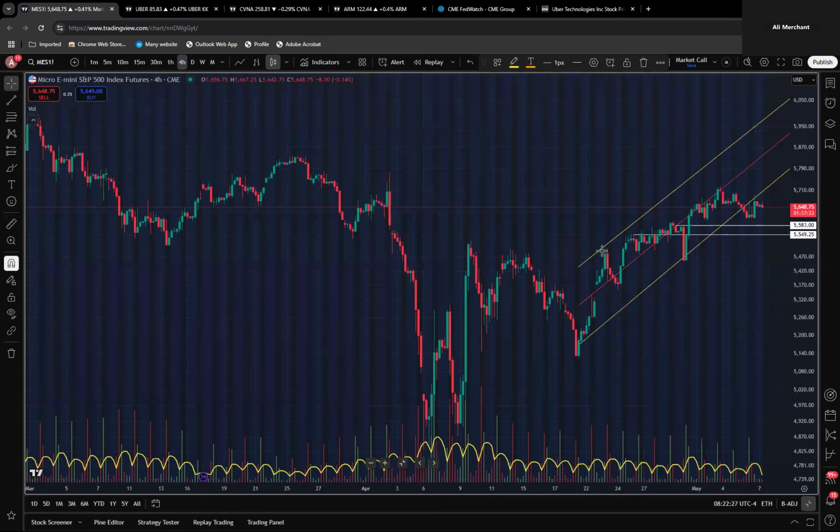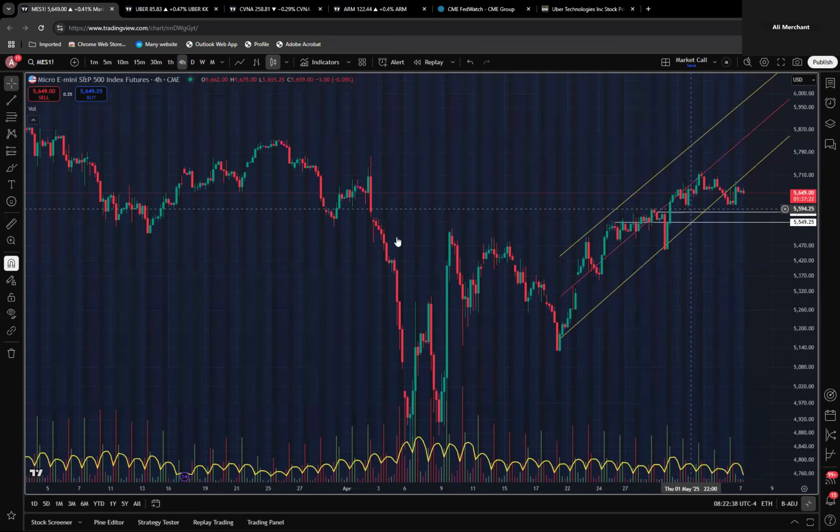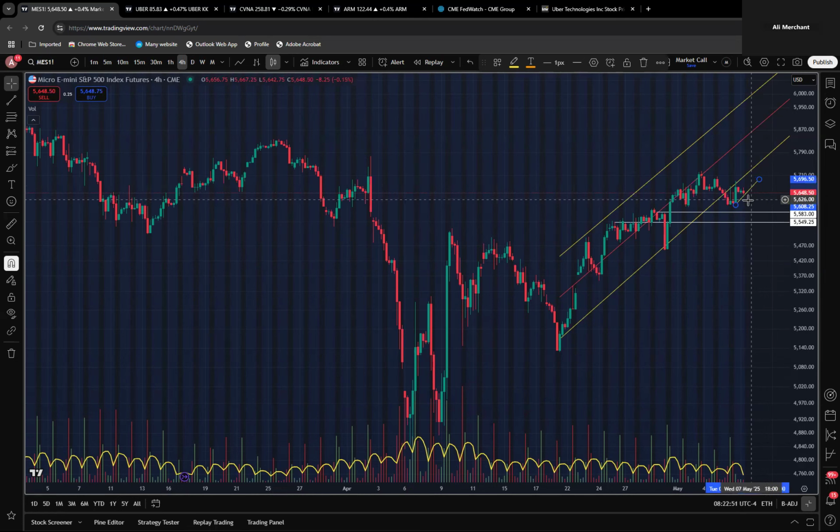Let's look at where we are when it comes to MES, S&P 500 micro futures. What we're seeing on S&P is actually the same. If I draw a small trend line here, from here, this is the level we need to look at, almost 5635. We hold this level, we're going back a little bit higher. We break this one, our target still remains the same.